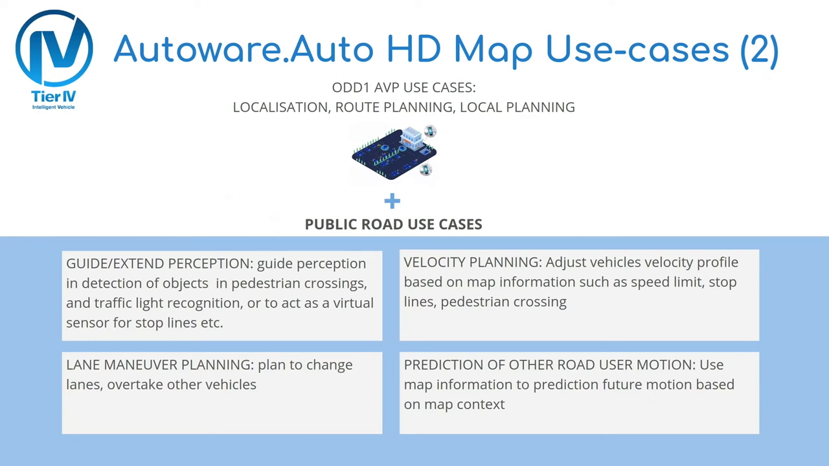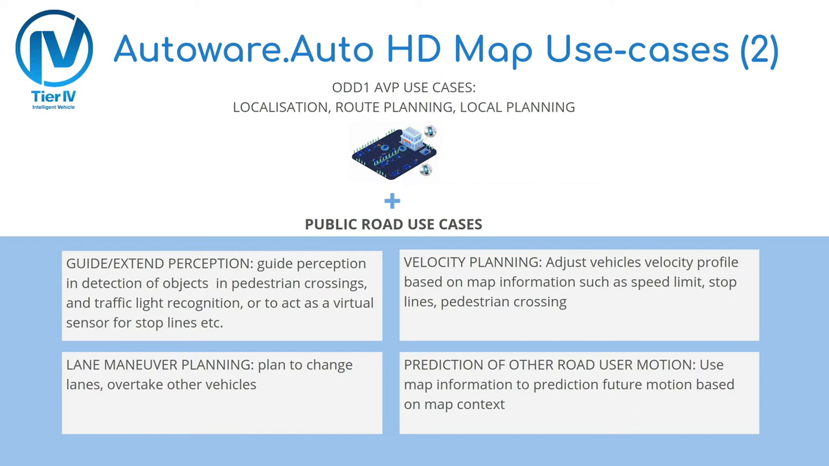In addition to the AVP target use cases, there are many other use cases needed to achieve general autonomous driving on public roads. Although outside of the scope of Autoware.Auto at this stage, it is useful to consider them to somewhat future-proof the HD map architectural design.